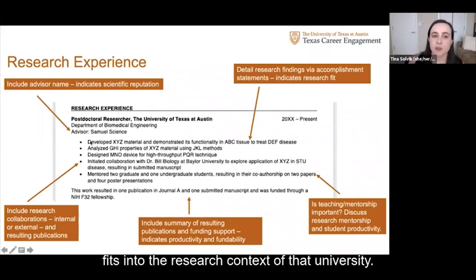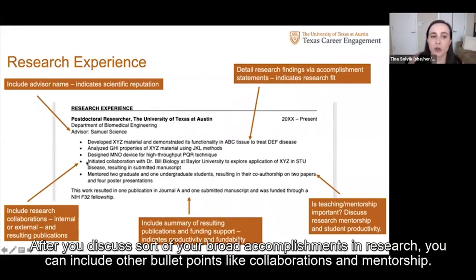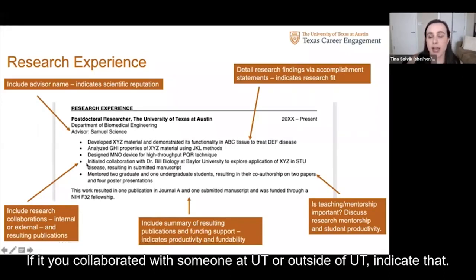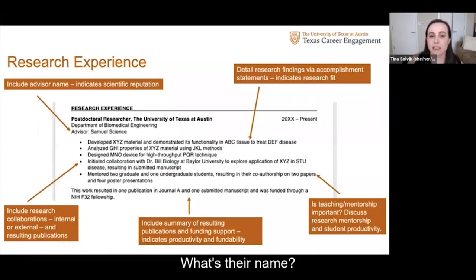After you discuss your broad accomplishments in research, you can include other bullet points like collaborations and mentorship. For collaborations, if you collaborated with someone at UT or outside of UT, indicate that. What's their name, what's their university, and what project did you collaborate on? Also, did it result in any publications? You want to include that as well.